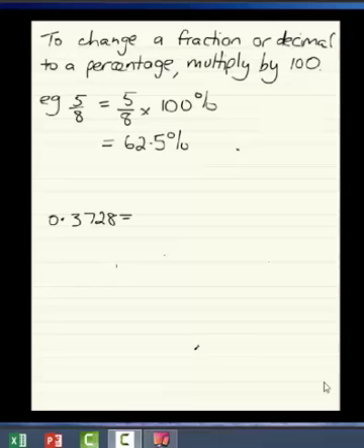Okay, works the same for a decimal, but when we're doing a decimal, we just move the decimal point, multiply it twice, we end up with 37.28%.